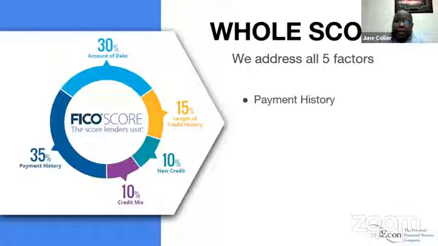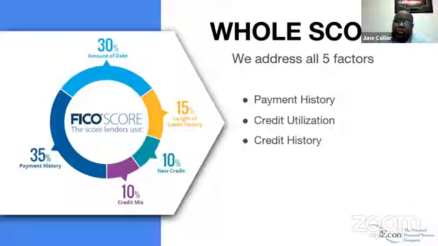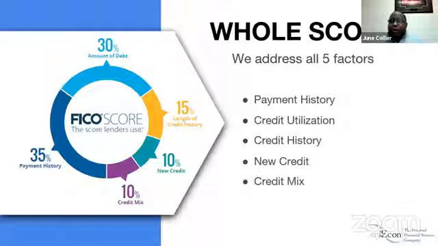On-time payments. And then 30% is based on credit utilization. This is the amount of debt that's extended to you and how much you're actually using. 15% of your credit score comes from credit history, the length of your credit. How long have you had credit? 10% comes from new credit, and then another 10% comes from credit mix.